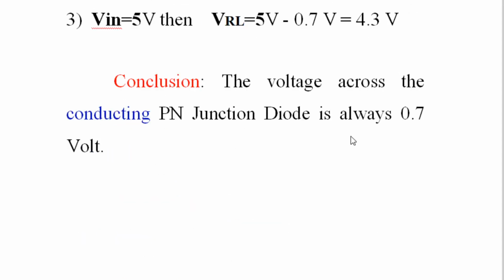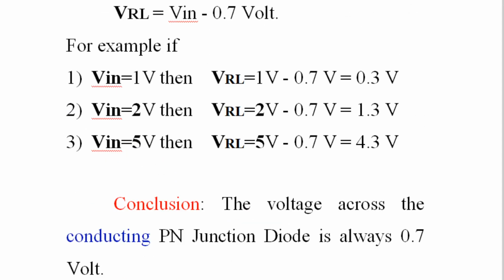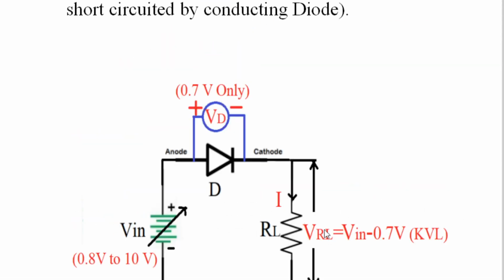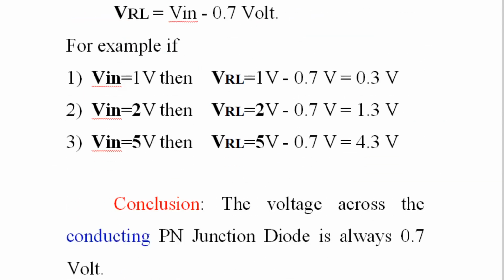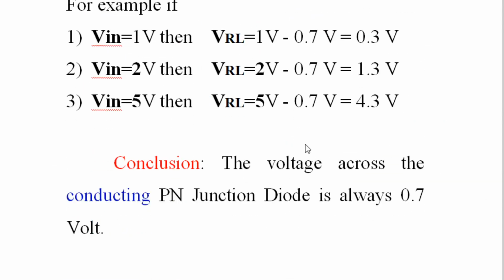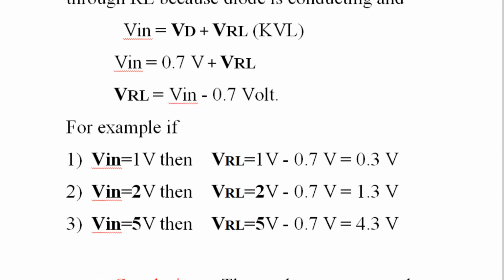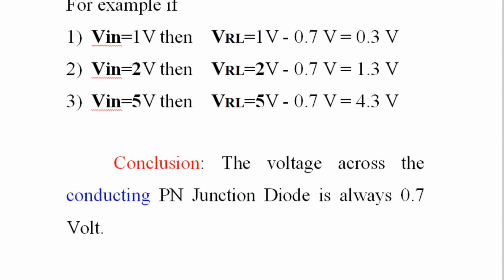So in this way, now the conclusion is what? You can go through this slide. If V in is 2 volt, then VRL is equal to 2 volt minus 0.7, which is 1.3 volt. If V in is 5 volt, VRL equals 5 volt minus 0.7, 4.3 volt, is the voltage across the resistor. This is a very important factor because we will require this in the concept of how to maintain the current constant flowing through the PN junction diode even though the temperature increases or decreases. So we'll see that topic some other time.